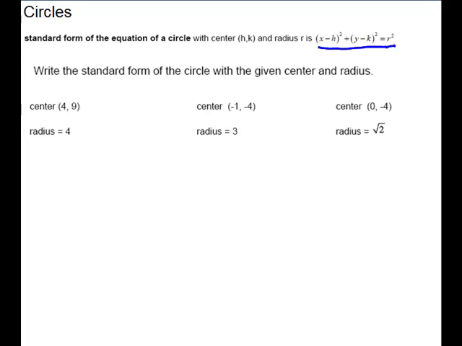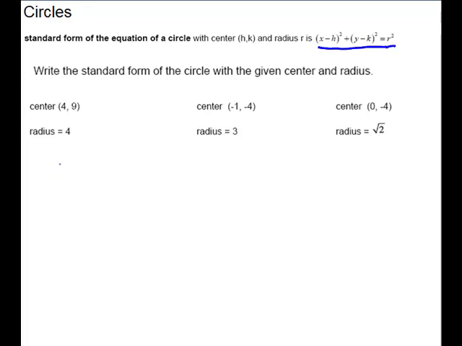For these problems, we are going to write the standard form of the equation of the circle with given center and given radius. So we're given this information, and we can plug straight in.